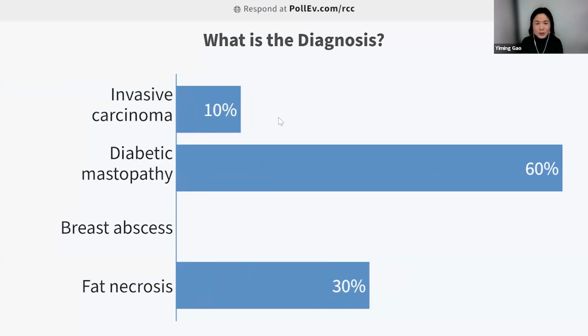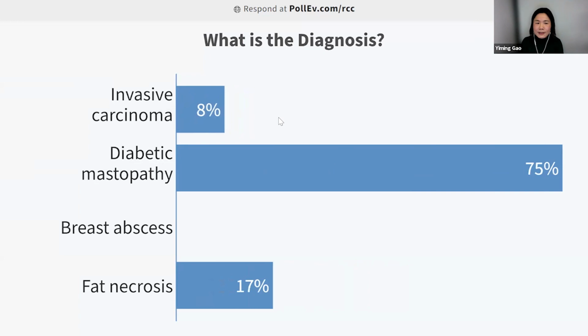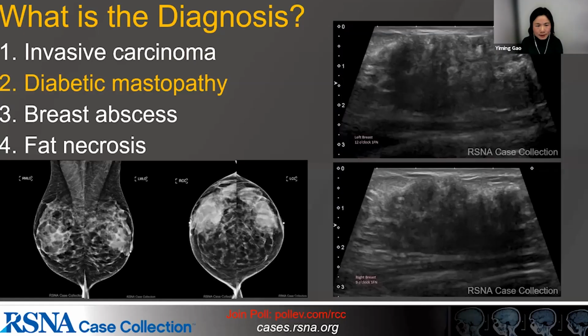Excellent. So again, invasive cancer is probably the most common thing we think about, but this individual is very young. This is bilateral symmetric findings. She's never had trauma, no infection. So I think most people are really on the right track. So let's move on to the final diagnosis. So yes, this is a case of diabetic mastopathy. And next slide.